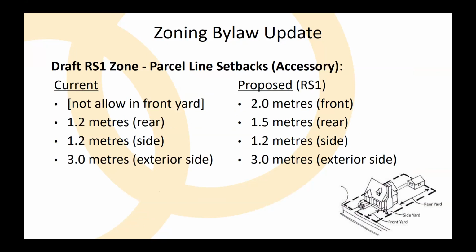Similarly, identical setbacks are proposed for accessory dwellings. So an accessory structure would be a workshop or garage, any other type of building that's detached from the house, not physically attached. So these setbacks would apply to those types of buildings.